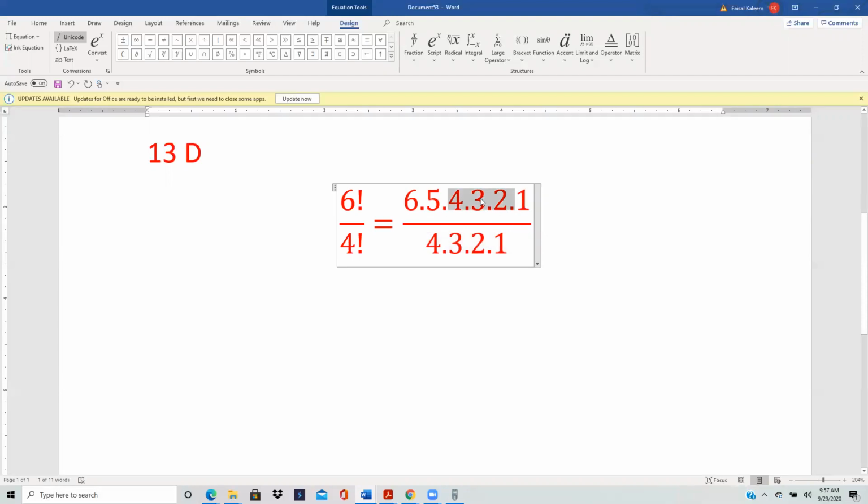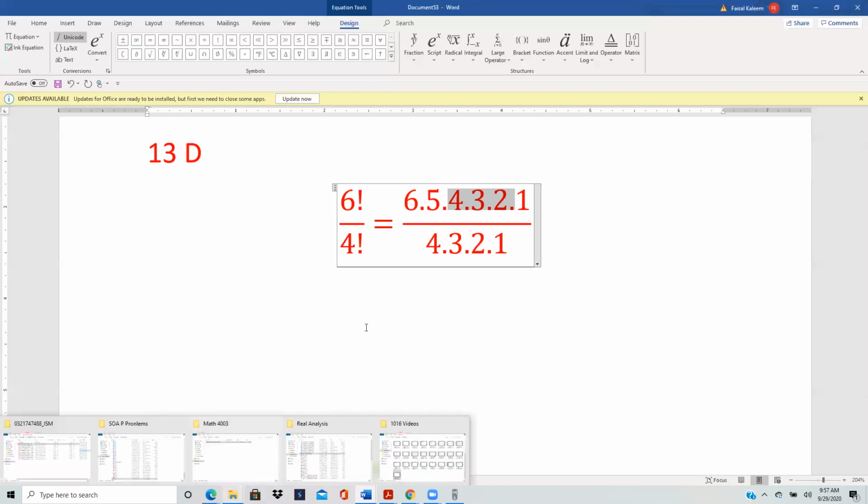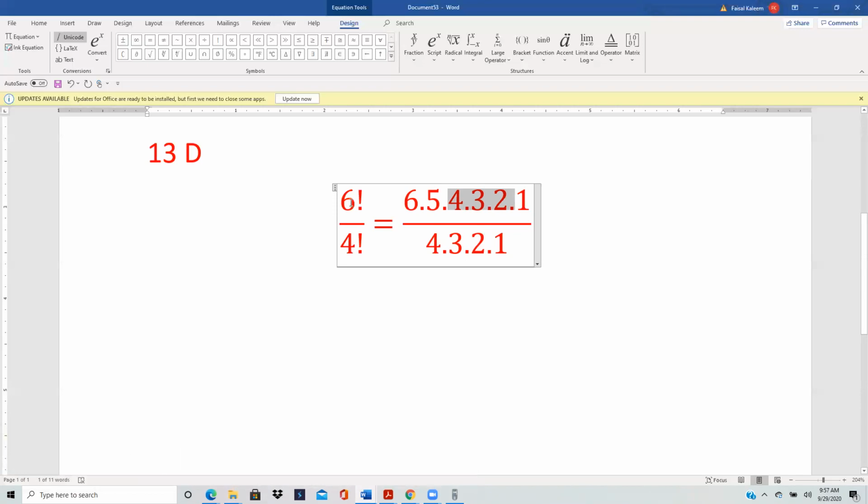So wouldn't that 4, 3, 2, 1 and 4, 3, 2, 1 cancel out? Yes. And what is left over? The 6 and the 5. So what do you get? 6 times 5 is 30. Oh, okay, and that's what the answer was. Yeah, and now this could be done even if this was 600 or something, right?